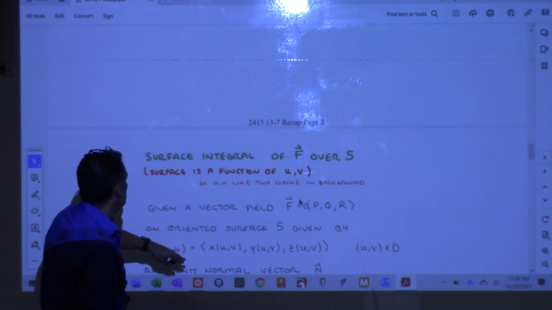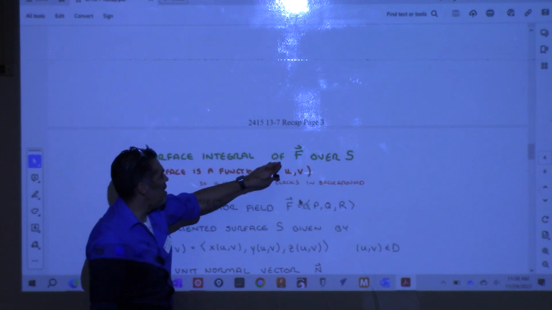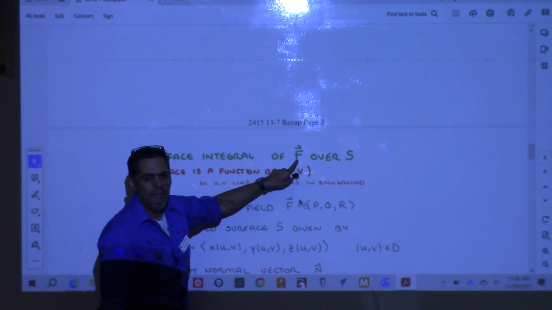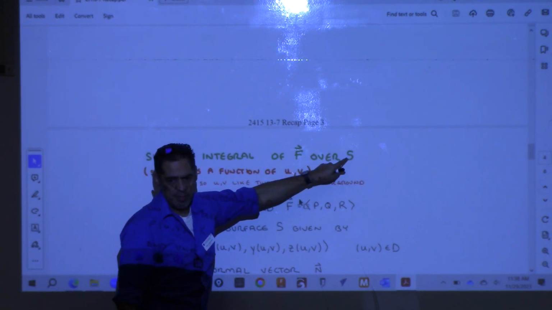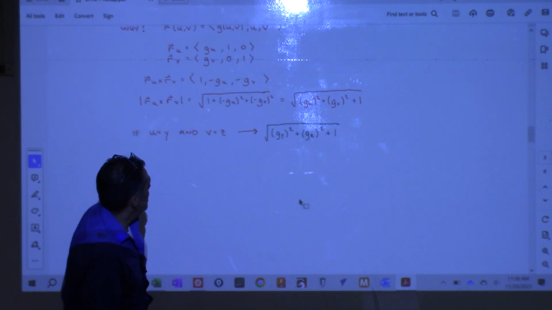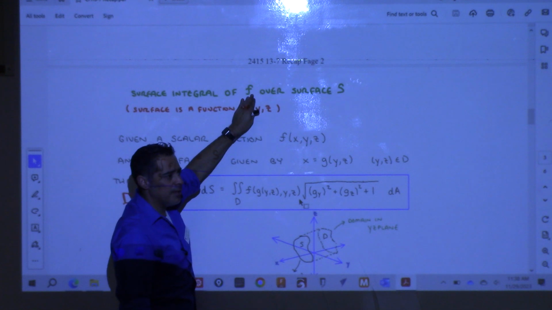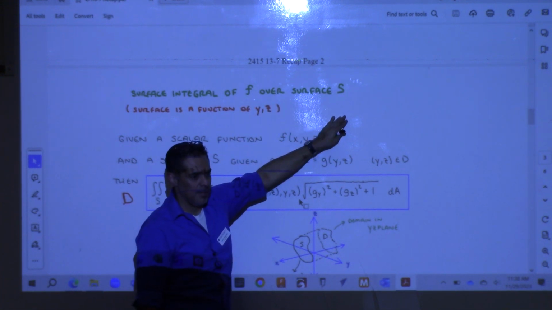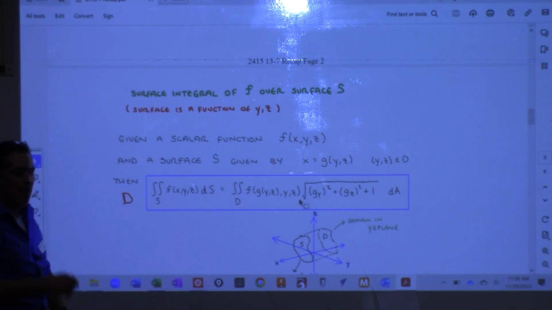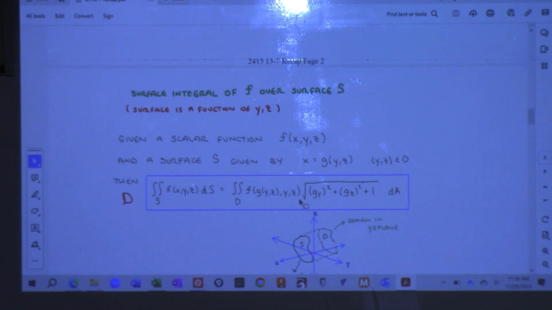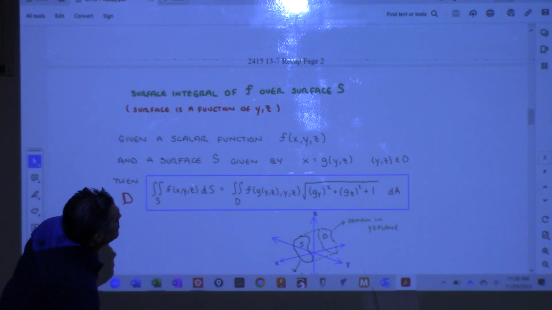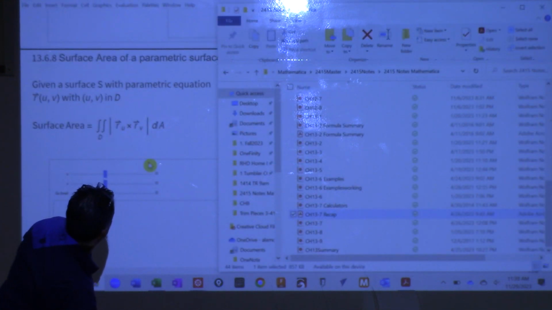Notice right here, we're doing surface integrals of a vector field over some surface. What we've been doing is the surface integral of a scalar function over some surface, right? So we're not ready to switch. So A, B, C, and D all go together into the same concept. So it's time for us to do an example. Where'd it go?